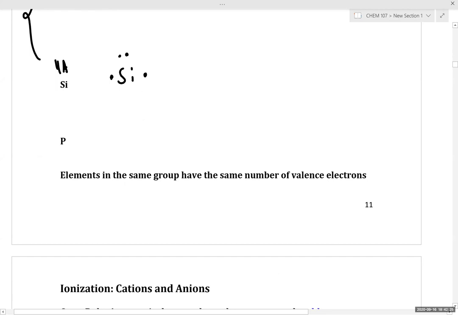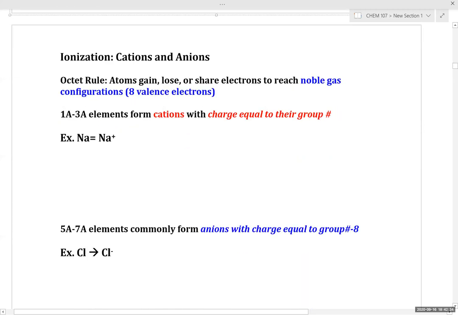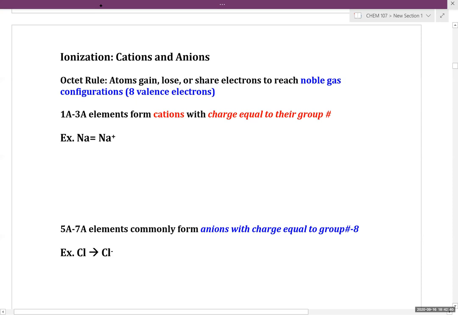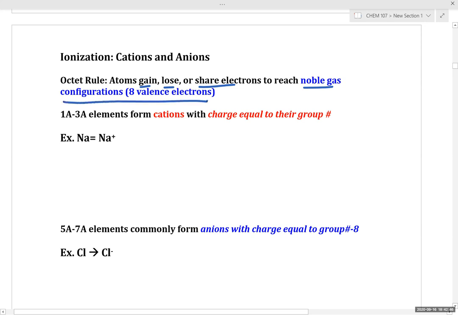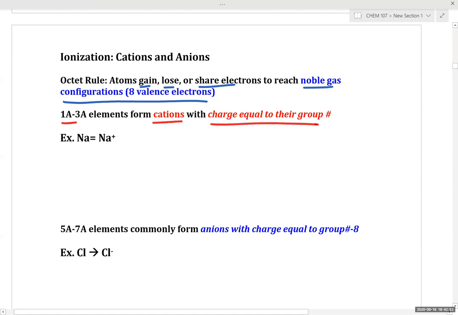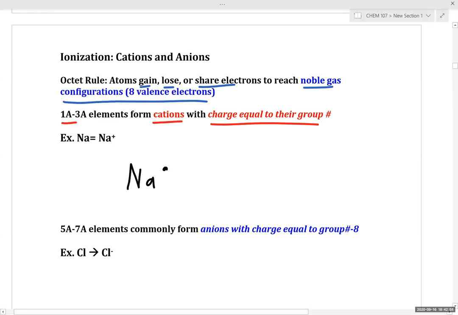Okay, so just to remember, elements in the same group have the same number of valence electrons. And the nice thing about Lewis dot structures is that they make it really easy to visualize gaining and losing electrons. So just as a reminder, the octet rule: atoms will gain, lose, or share electrons to reach noble gas configurations. Your 1A through 3A elements form cations with charge equal to their group number. So sodium in Lewis dot form looks something like this. To reach a noble gas-like configuration, we just need to lose this 1 electron to generate sodium plus.